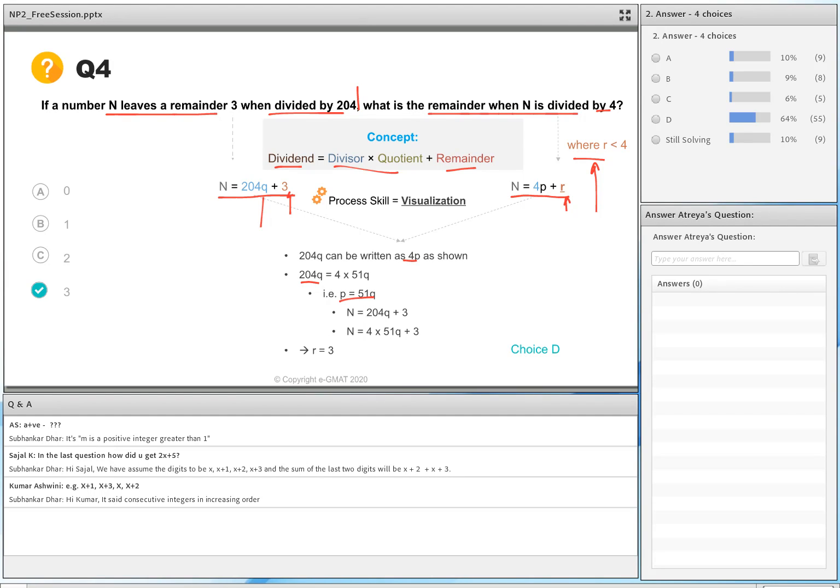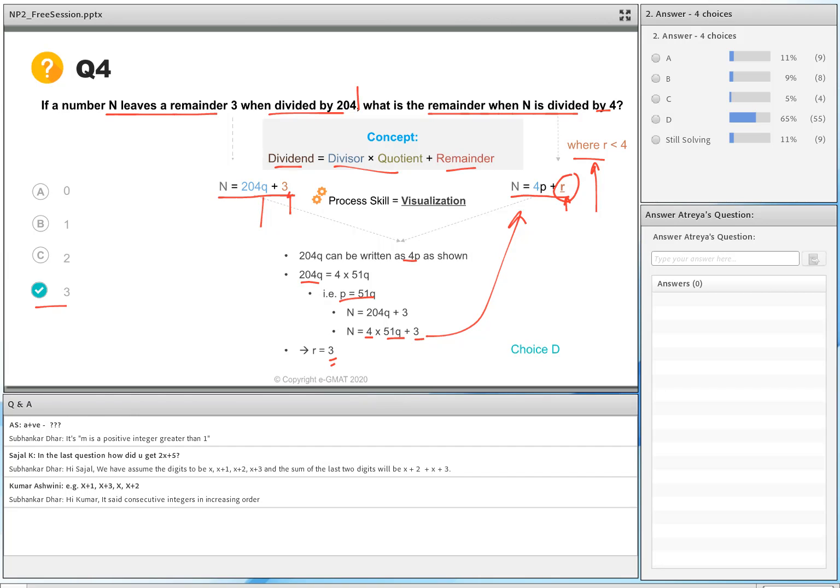So if I assume the value of p to be equal to 51q, I can write n to be 4 times p plus 3, right? 4 times p plus 3, which is similar to what we wanted here. It's in the form of 4p plus r, right? So here the value of p becomes 51q. And now that I have the value of r, I just need to check the constraint, whether it's less than 4 or not. And I see, yes, 3 is less than 4. So directly I can say that this is absolutely the correct answer for this question, and that is the reason a lot of you have marked option D, which is 3.